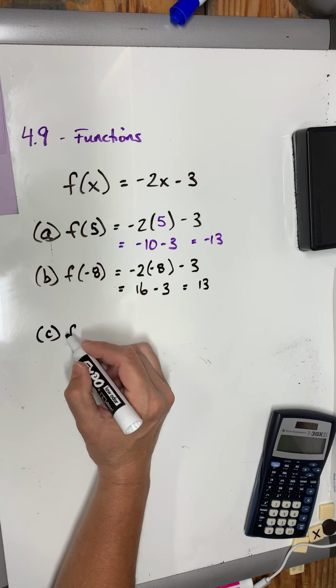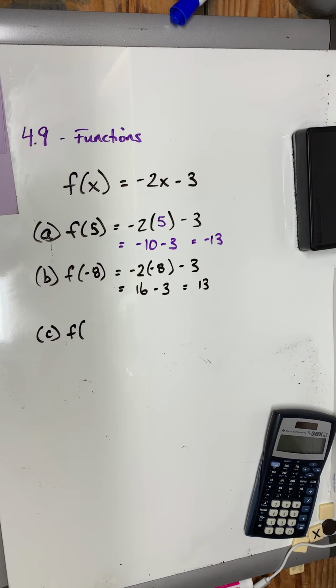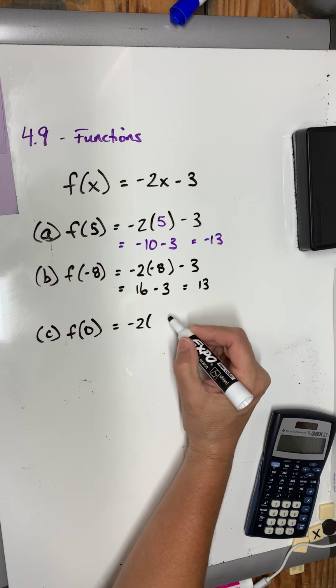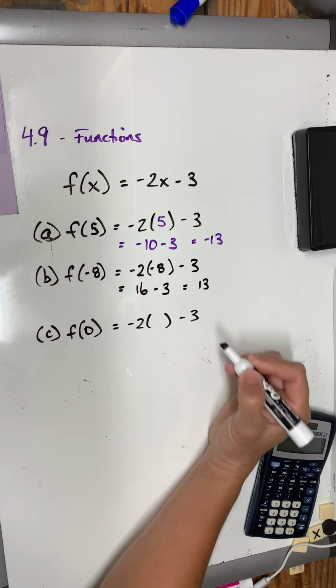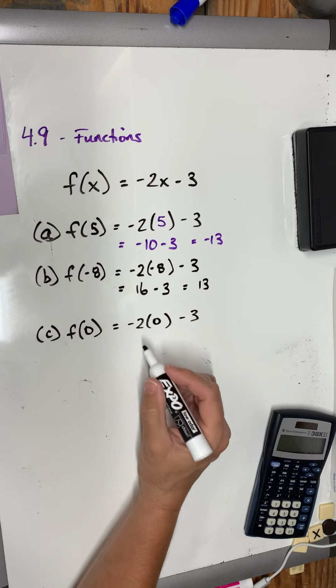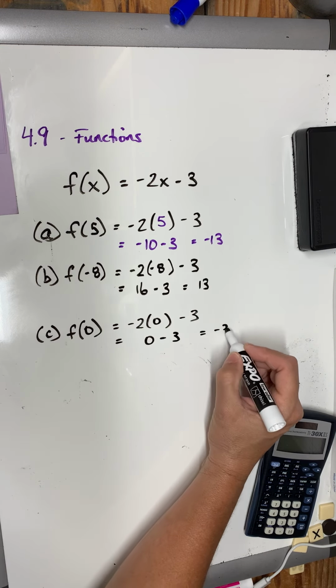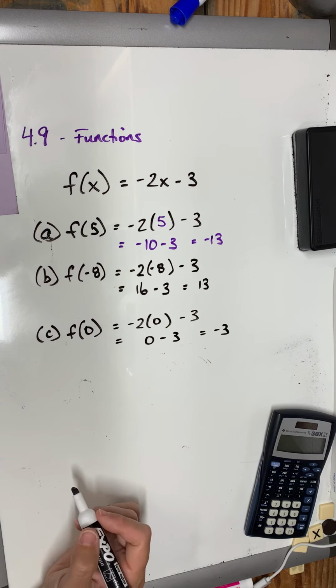Okay, C, they give me f of 0, which means I'm going to rewrite my function with an empty parenthesis, put a 0 in there. Negative 2 times 0 is 0, minus 3 is negative 3. So that would be my answer for part C.